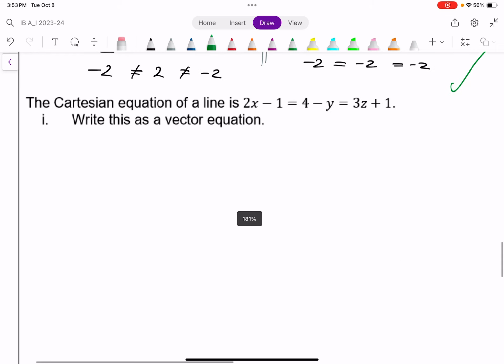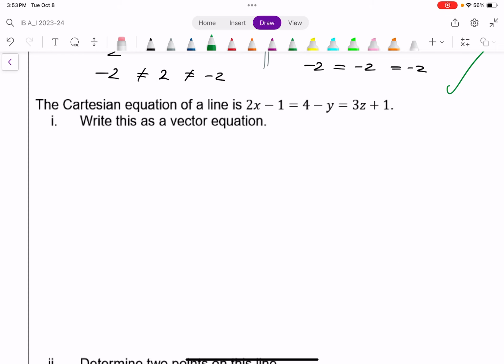All right, so lastly, I have a Cartesian form of a three-dimensional line. So 2x minus 1 equals 4 minus y equals 3z plus 1. Let's write it as a vector equation. And so keep in mind, each of these equals the same thing, and each of these equal lambda. So let me start by writing that. Lambda equals 2x minus 1, lambda equals 4 minus y, and lambda equals 3z plus 1.